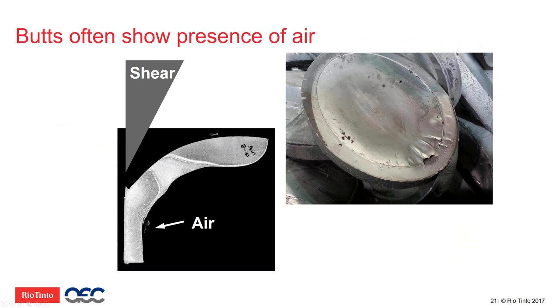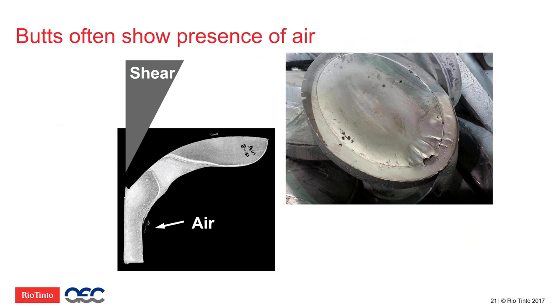Now, the billet discard, the butt as we call it, often shows the presence of air. It's always very good to look inside the billet bin to look at those butts and see if there is air in them or not. So it's a very good indication of the upsetting phase and how efficient the process is.